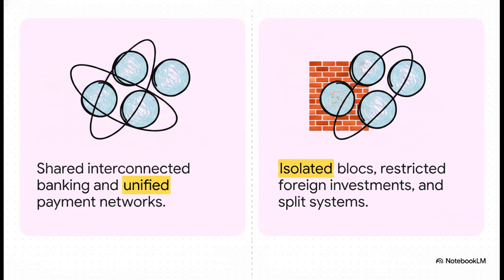To really understand this, we have to look at the contrast. In the old system, capital just flowed freely to wherever it was most efficient. We had shared banking, unified payment networks. It was practically seamless. But today's new reality, it's vastly different. Thanks to rising geopolitical tensions and trade disputes, we're now dealing with restricted foreign investments, isolated financial blocks, and completely split payment systems. The free flow of money is rapidly being replaced by heavy, fortified borders.